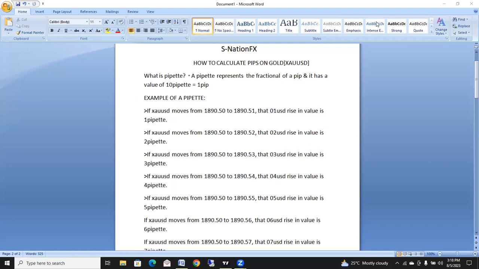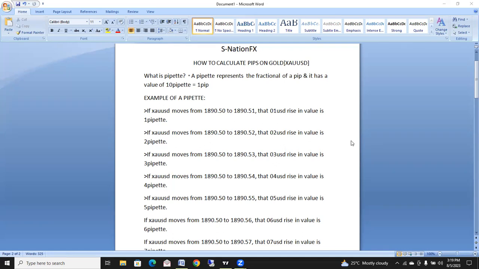First of all, what is a pipette? A pipette represents the fraction of a pip. It has a value of 10 pipettes equal 1 pip. Example of a pipette: if gold moves from 1890.50 to 1890.51, that 0.1 USD rise in value is 1 pipette.